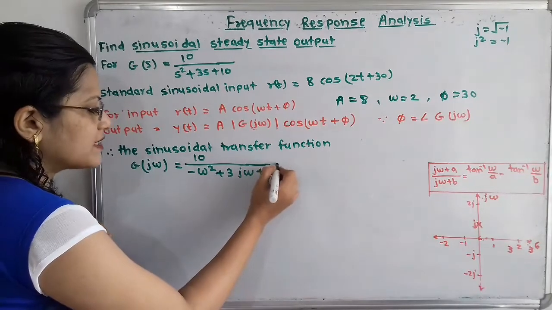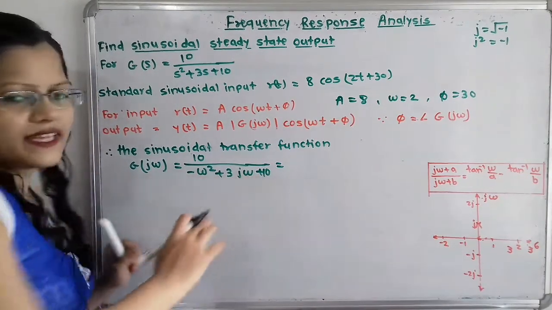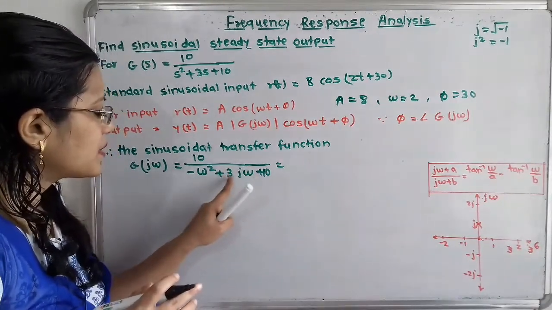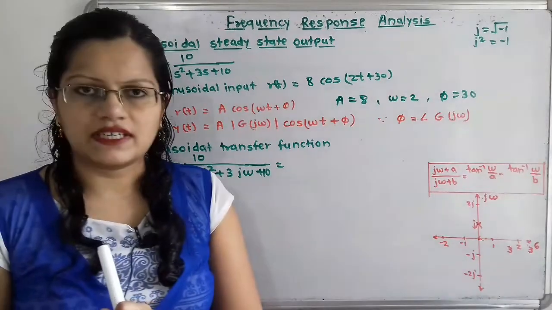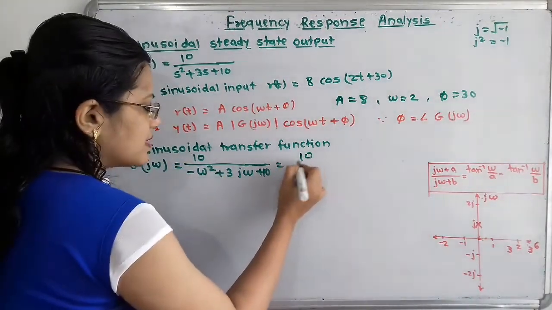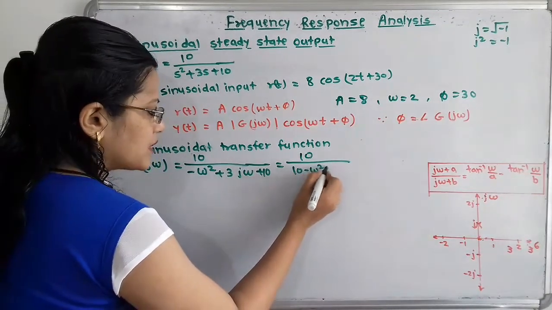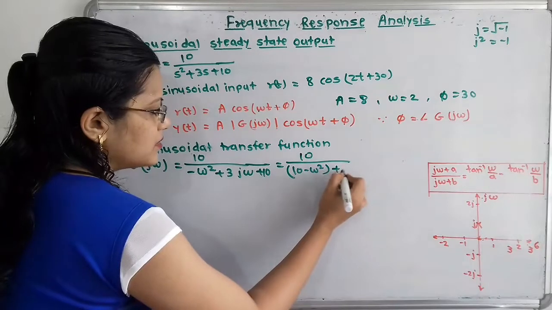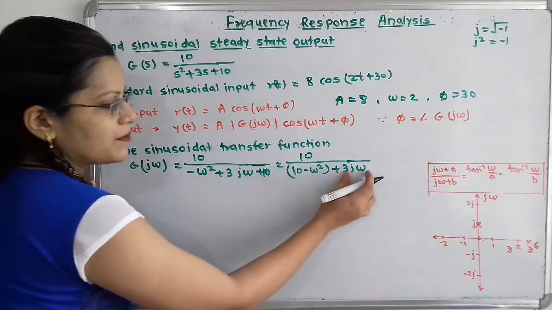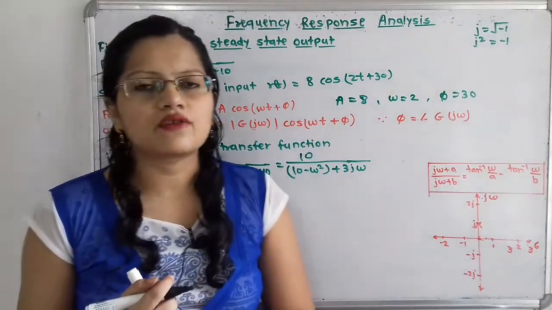So I will rewrite this. Now this 10 and ω² both are real, and here this is the imaginary number because it consists of j, that is j is under root of minus 1. So I will write here 10 divided by (10 minus ω²) complete plus 3jω. So we can say that this is the real number and this is the imaginary number. Now we have to find out the magnitude.